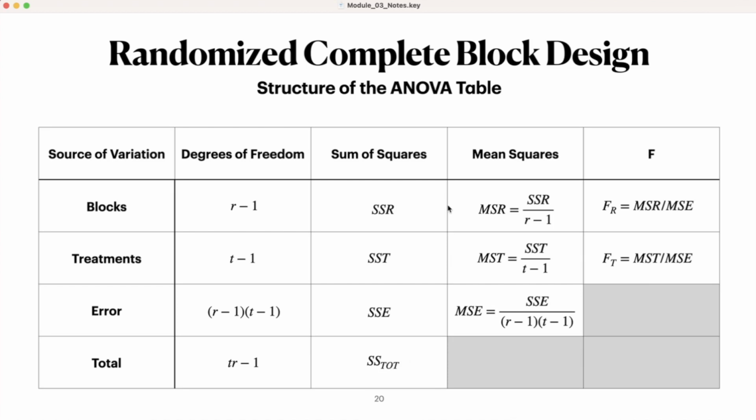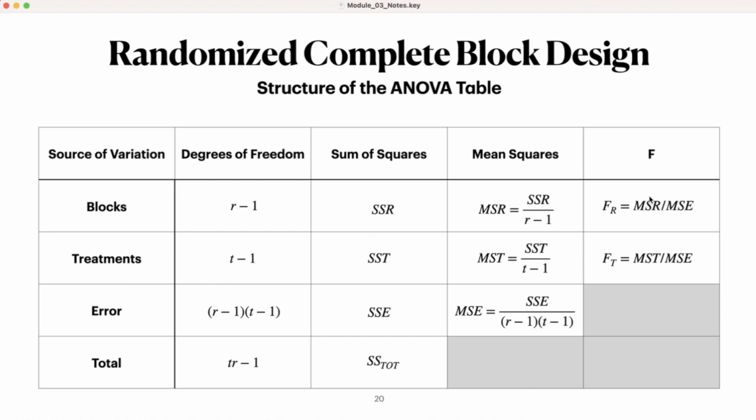Now, as is usual, we get the values in the mean square column by dividing the values in the sum of squares column by the corresponding values in the degrees of freedom column. So the mean square for the blocks is SSR over R minus 1. The mean square for treatments is equal to the sum of squares for treatments, SST, divided by its degrees of freedom, T minus 1. And then the mean squared error is equal to the sum of squares error divided by its degrees of freedom.